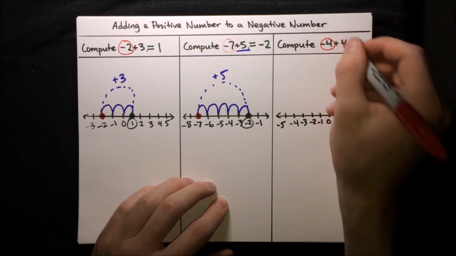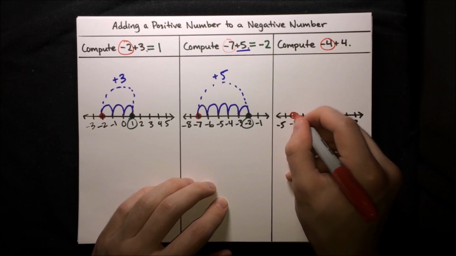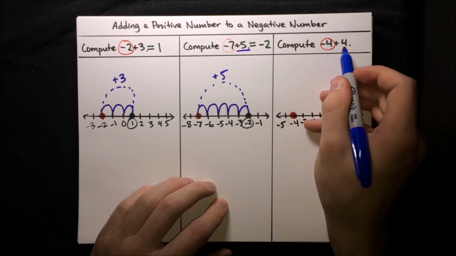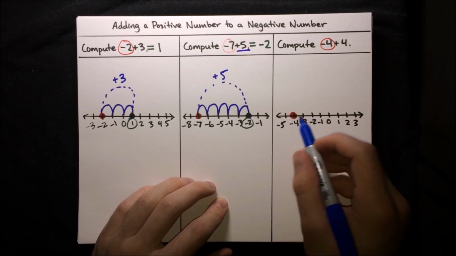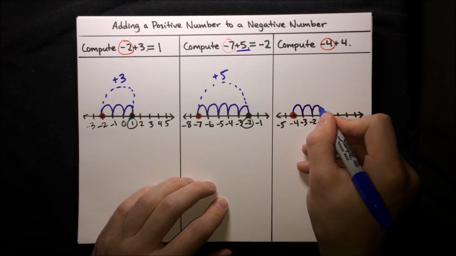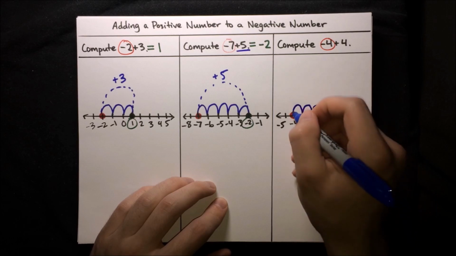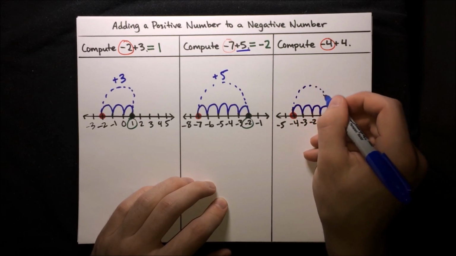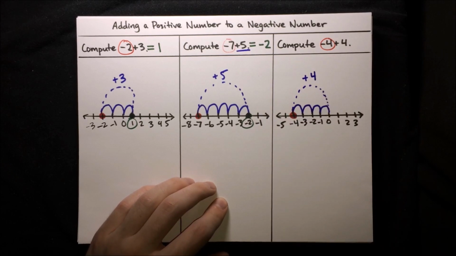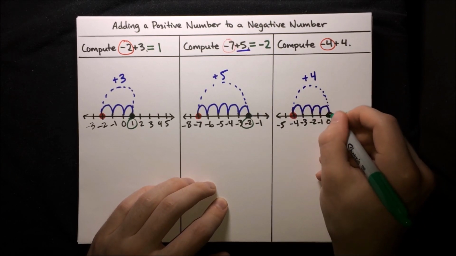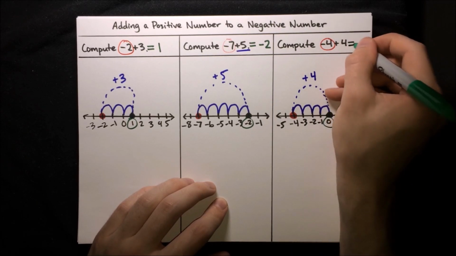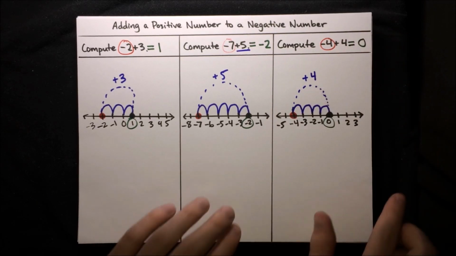So starting at negative 4, put a dot there and make a jump of plus 4 to the right. So jump of plus 4, that's just 4 unit jumps. So 1, 2, 3, 4. So together, those 4 jumps make a single jump of plus 4. And then where did we end up? Well, we ended up right over here, and that's at 0. So that's our result. Negative 4 plus 4 is equal to 0.